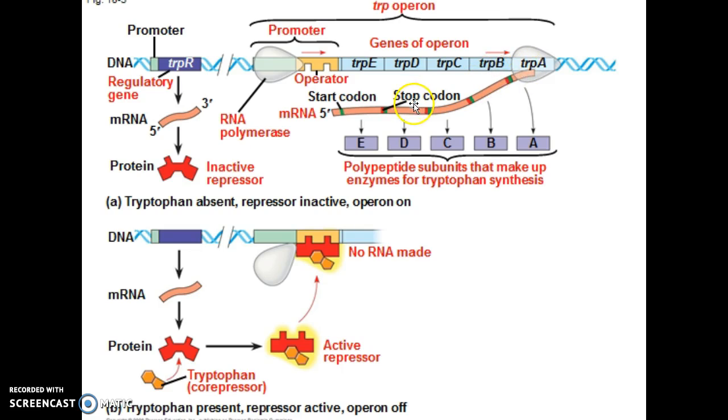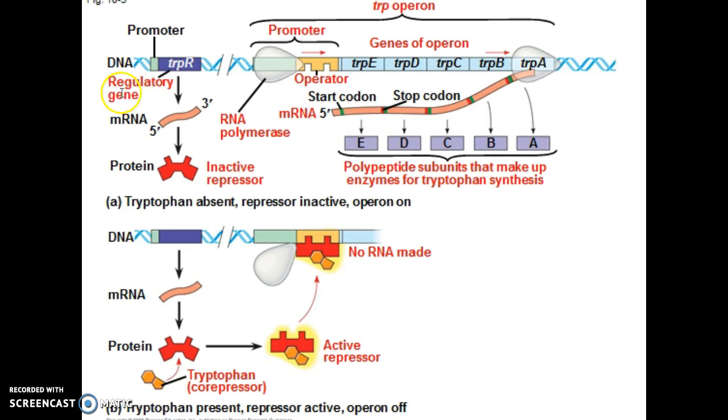Now, what controls the regulation of the repressor being inactive or active is a secondary gene called the regulatory gene. A regulatory gene will produce some mRNA that controls the functionality of the repressor. If the regulatory gene is not active, the repressor will be inactive and it cannot bind to the operator. In this case, the polymerase will transcribe the genes of the trp operon and ultimately will have tryptophan produced.